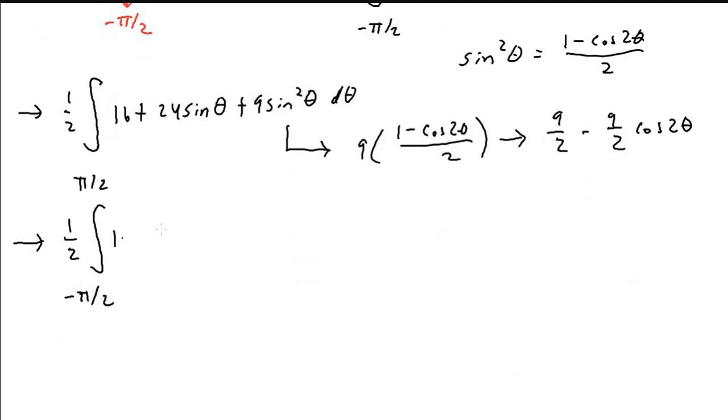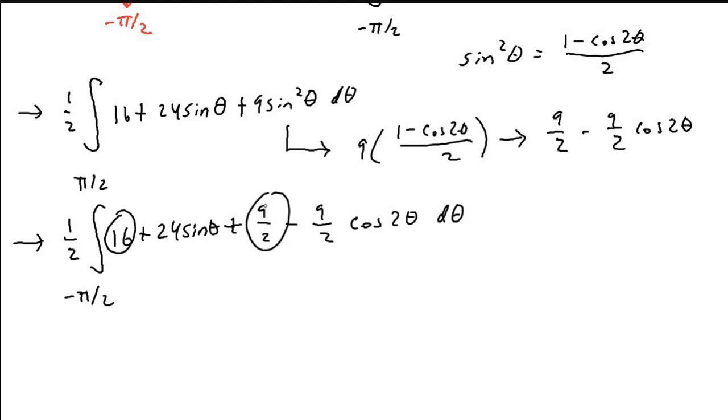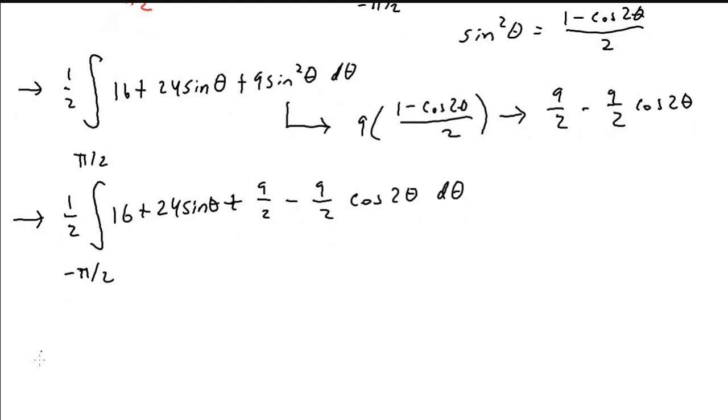of 16 plus 24 sine of theta plus 9 halves minus 9 halves cosine of 2 theta d theta. So notice we do have like terms here, 16 and positive 9 halves. So if I add them together, 16 is 32 over 2, and 32 over 2 plus 9 over 2 is 41 over 2.